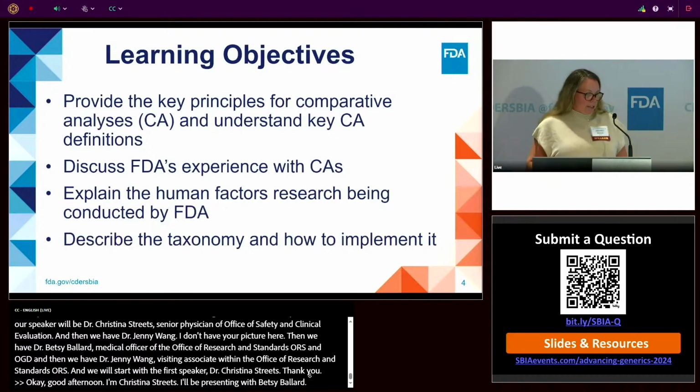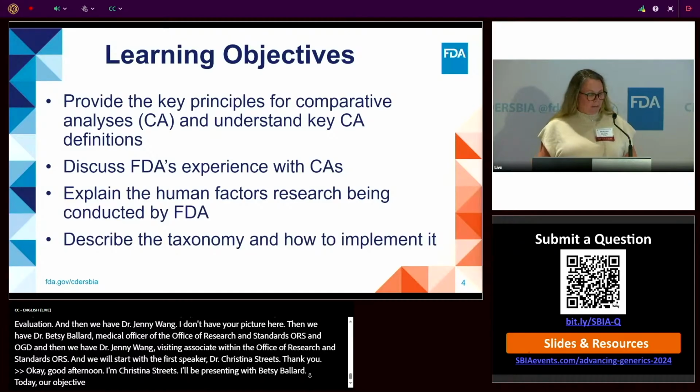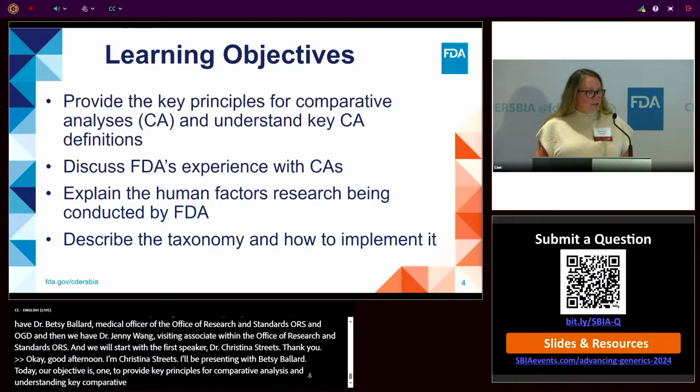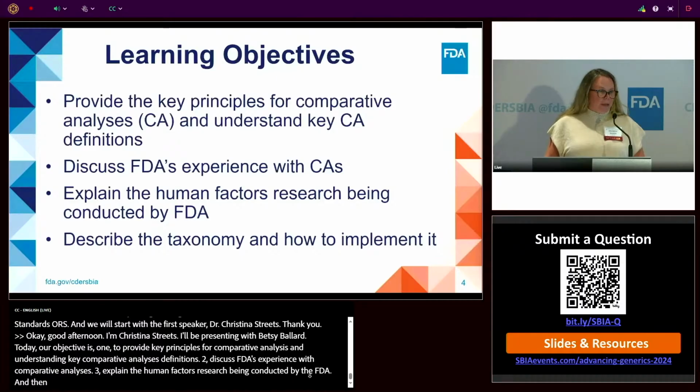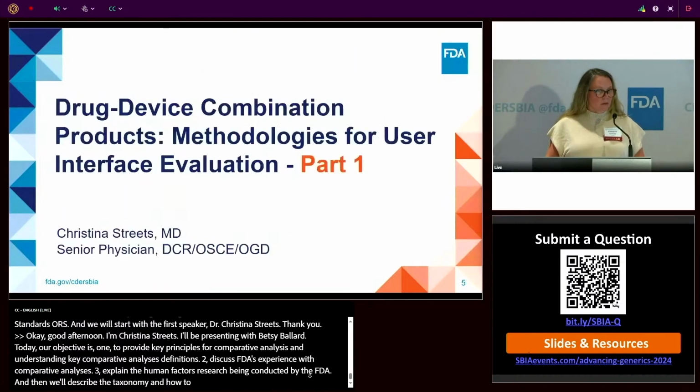Today, our objective is 1, to provide key principles for comparative analyses and understand key comparative analyses definitions. 2, discuss FDA's experience with comparative analyses. 3, explain the human factors research being conducted by the FDA. And then we'll describe the taxonomy and how to implement it. So I'll begin.